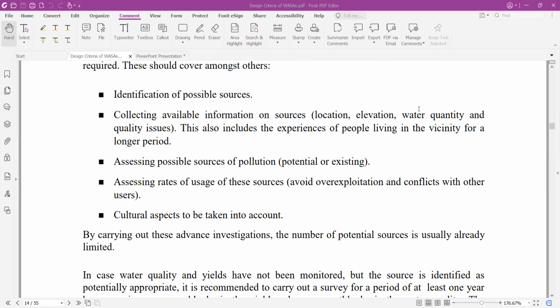If you want to measure the water quantity and also the seasonal variations of that source, you have to perform the survey throughout the year in order to know how the water varies in that source. The quality should also be measured, because if the quality is not viable, then treatment should be provided based on how much contamination or contaminants are present in that source of water.